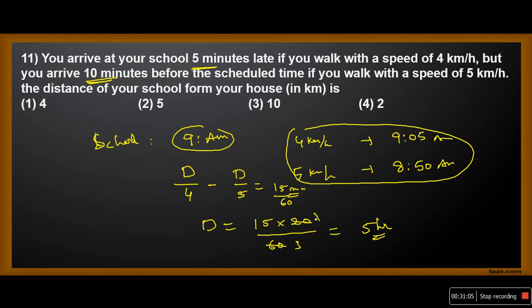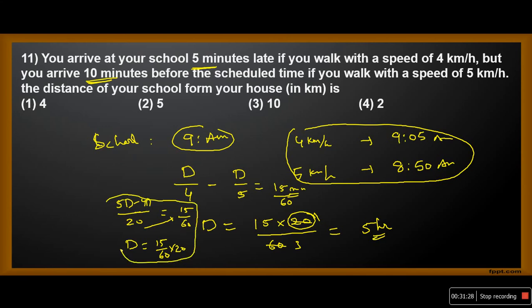How are we getting this 20? You may get confused here. Simple. What is the LCM of 4 and 5? 20. So 5D minus 4D equals 15 by 60. That is how we are getting this 20 here. 5D minus 4D is how much? D. D equals 15 by 60 into 20. I wrote that directly. So the answer is 5 hours. So option 2 is the answer.